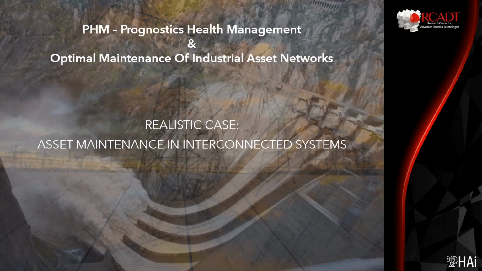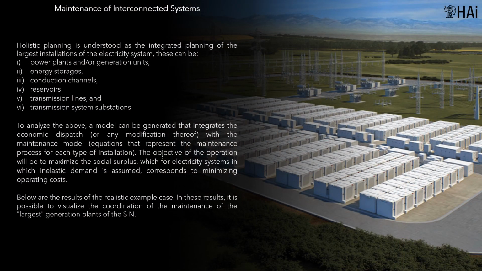Realistic case, asset maintenance in interconnected systems. Holistic planning is understood as the integrated planning of the largest installations of the electricity system. These can be power plants and/or generation units, energy storages, conduction channels, reservoirs, transmission lines, and transmission system substations. To analyze the above, a model can be generated that integrates the economic dispatch, or any modification thereof, with the maintenance model, equations that represent the maintenance process for each type of installation.